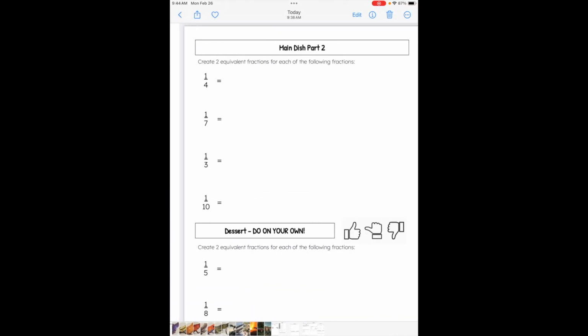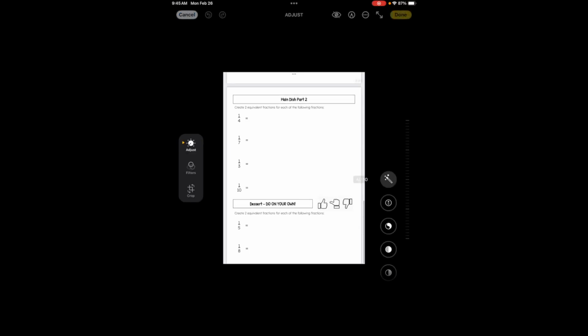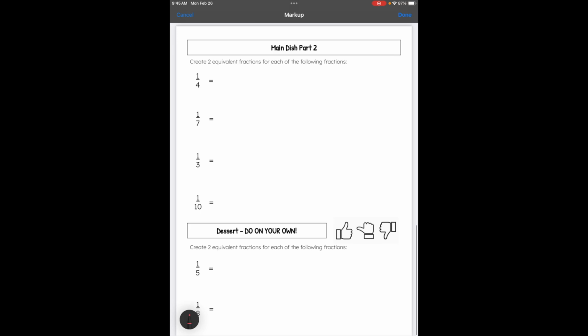You'll notice that we're able to cram together the main dish part 2 and the dessert. So we're going to work through the top 4 fractions, and it says create 2 equivalent fractions for the following fractions. So we've got 1/4. Whatever we want to multiply the numerator by, we just have to multiply the denominator by. So I'm going to start easy, and I'm going to do times 2. So if I have 1/4, I'm multiplying the numerator and the denominator both by 2, I would get 2/8.